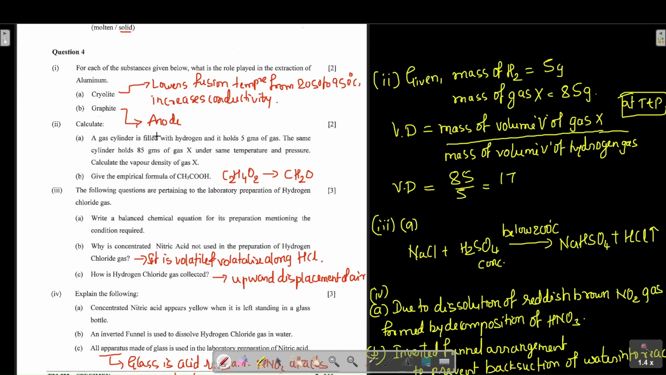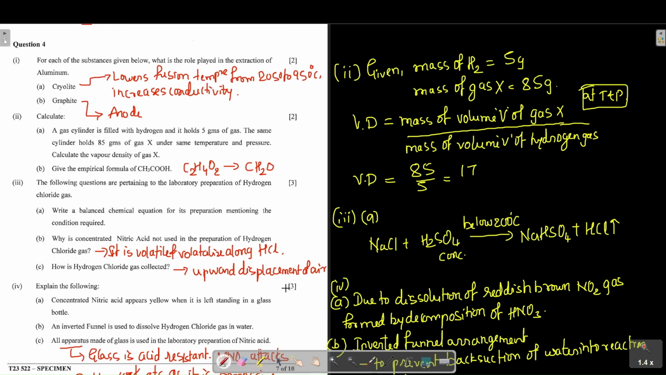2 marks. Calculate: a gas cylinder is filled with hydrogen and it holds 5 grams of gas. The same cylinder holds 85 grams of gas X. Under the same temperature and pressure, calculate the vapor density of gas X. So first of all, you should know what is vapor density. Vapor density is the mass of volume V of gas X divided by the mass of volume V of hydrogen gas. This should be at the same temperature and pressure.